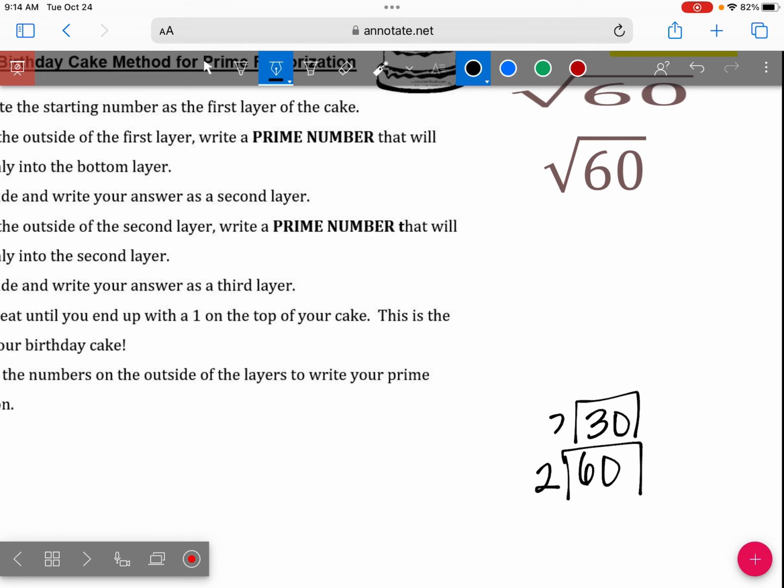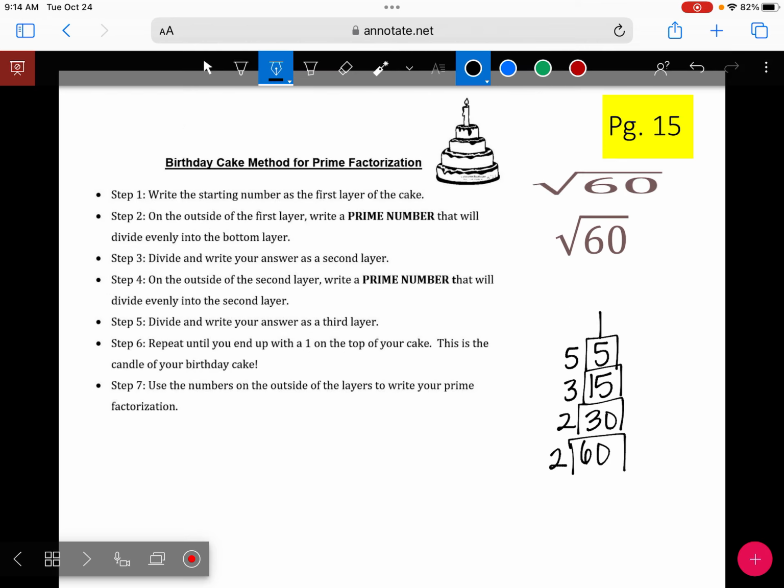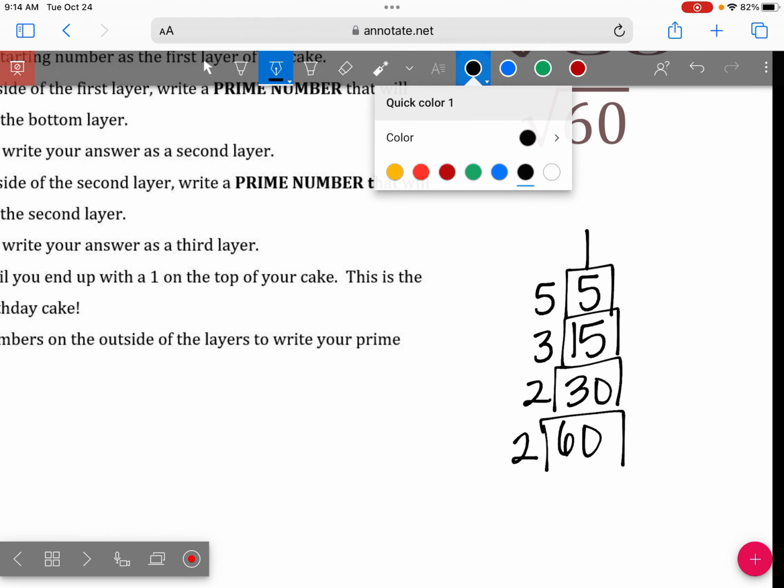So can I divide 2 into 30? 2 goes into 30, 15. So now we can't do 2 anymore, so we're going to go to 3. Can 3 go into 15? 3 goes into 15 5 times, and then 5 goes into 5 1 time. You keep building the cake. Your cake can have, depending on how many composite factors it has, that's the taller the cake is going to be. So this cake, I need a pair.